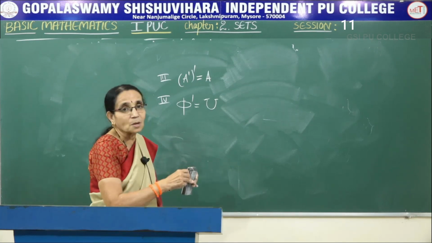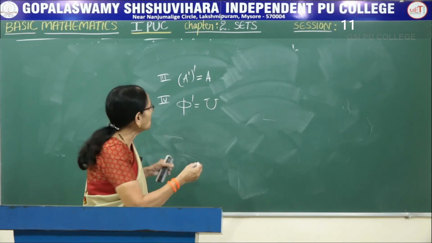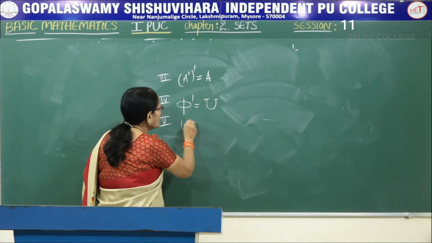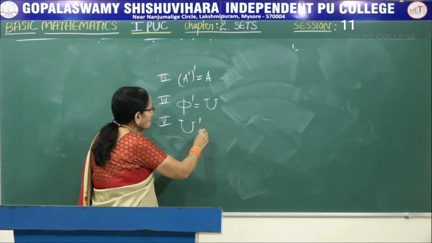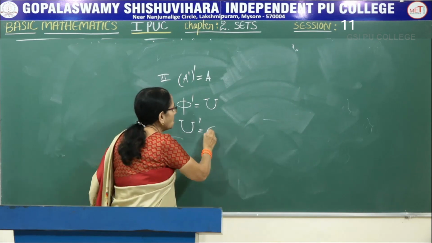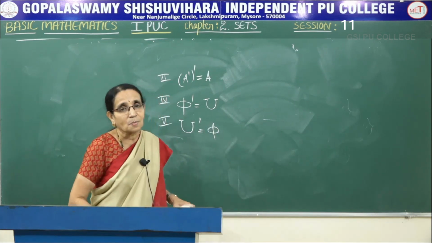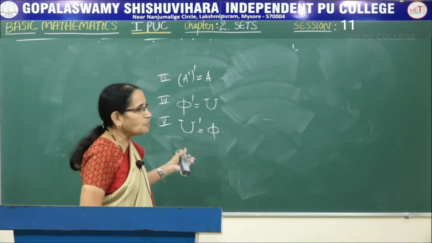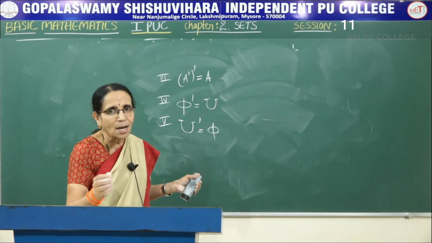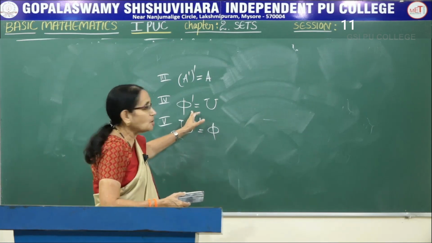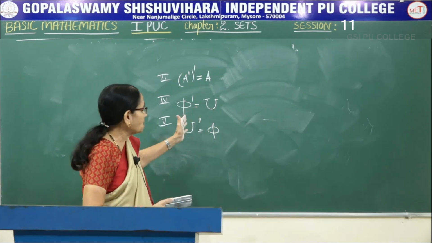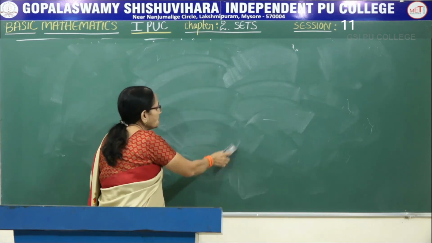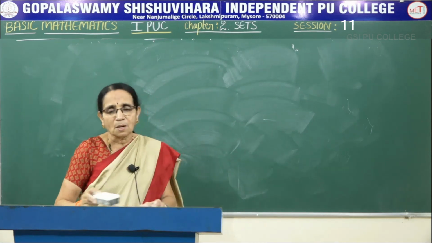So what is the opposite of that? The law of the universal set. Take the complement of the universal set, and automatically it becomes the null set, because the universal set contains all the elements. When you take the complement, it will not contain any element. So this is the law of the empty set, and this is the law of the universal set. These are the properties of the complement of a set.